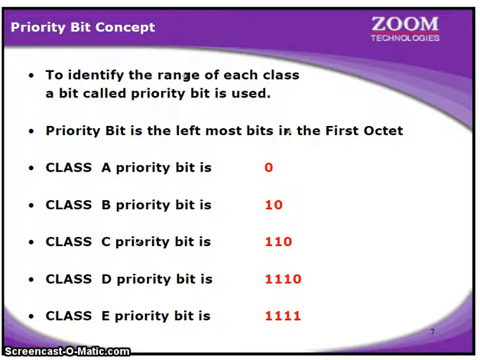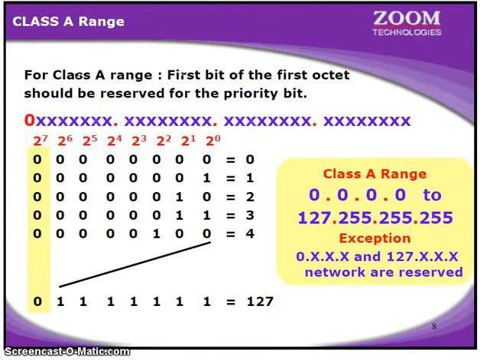Now we will calculate the range of each class. For class A, the first bit of the octet is reserved for the priority bit, which is 0 in case of class A. We can vary the rest of the bits from 0 to 1. So we can have the first address as 0 and the last address as 127. So the range of class A will be from 0.0.0.0 till 127.255.255.255.